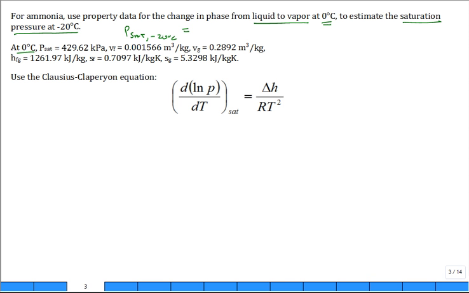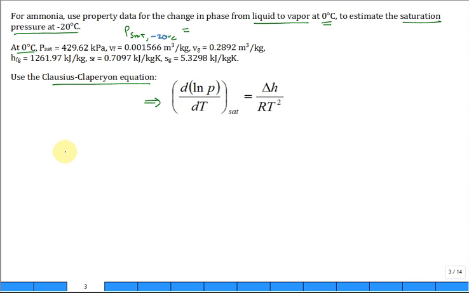So what you will find is that we'll derive this Clausius-Clapeyron equation. Right here it is. And you would use this relationship between properties, how they change with other properties, to infer the saturation pressure from other data. So find it at -20. Okay, well, let's take a look at this equation. We have the derivative with respect to temperature of the natural log of the saturation pressure equal to the change in enthalpy divided by RT squared.